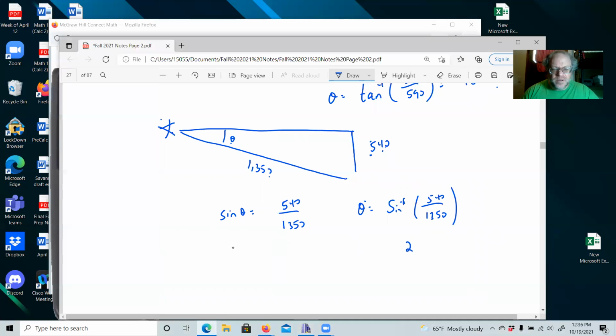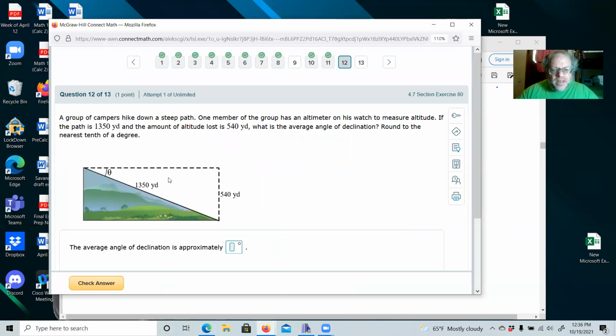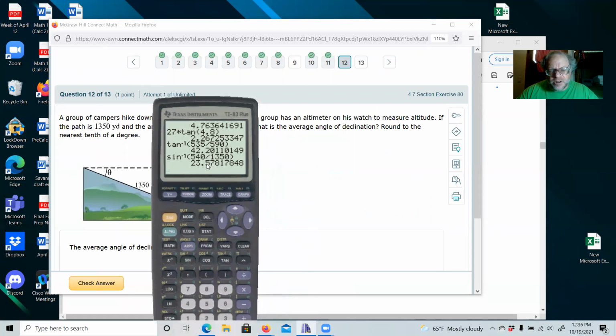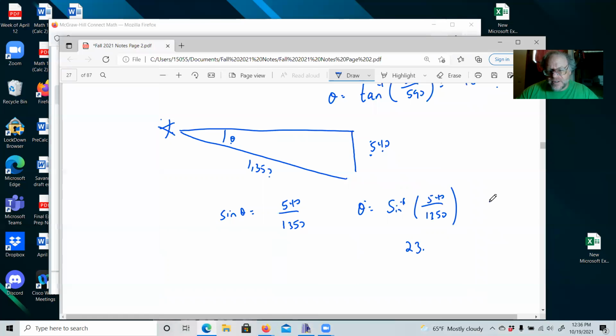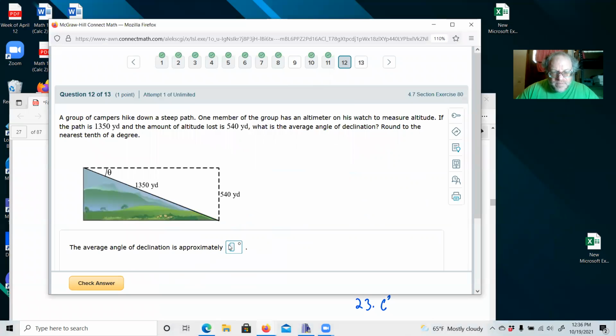Okay, so this is 23 point. Where do I want my calculator? What do they want? The average, rounded to the nearest tenth of a degree. So that's going to be 23.6 degrees. All right. 23.6 degrees.